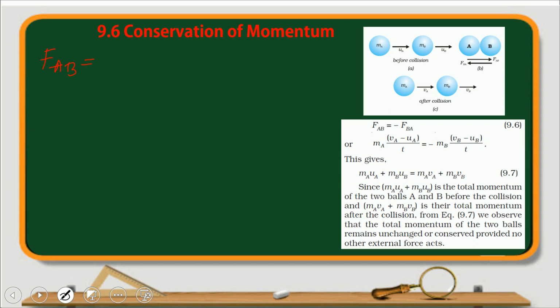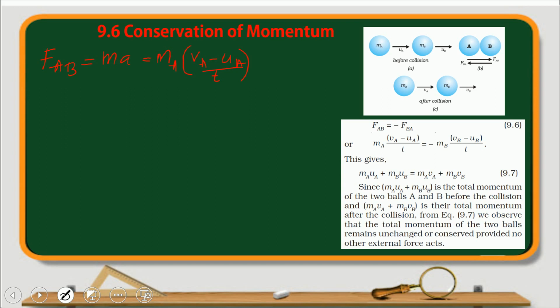Now what is the force? You know that force is equal to MA, correct? Okay, now what is the force here? We can say it is MA, which means the mass of the body A into VA minus UA upon t, correct? That is the acceleration. Getting? Okay, that is the FAB.